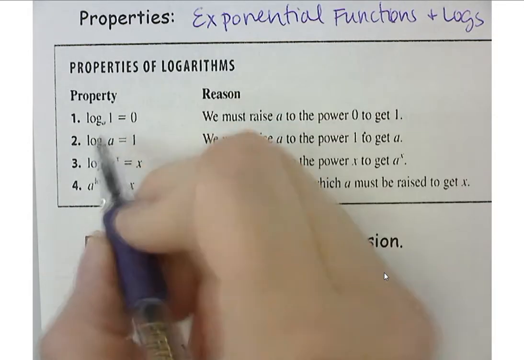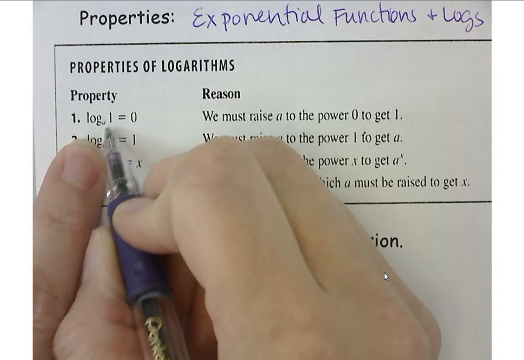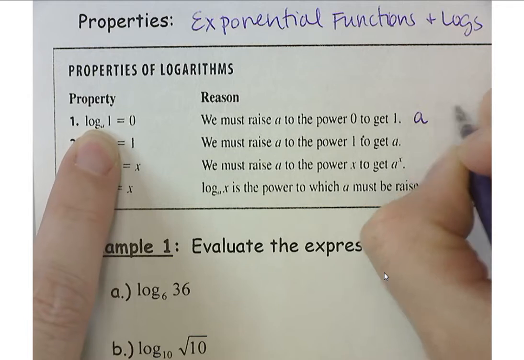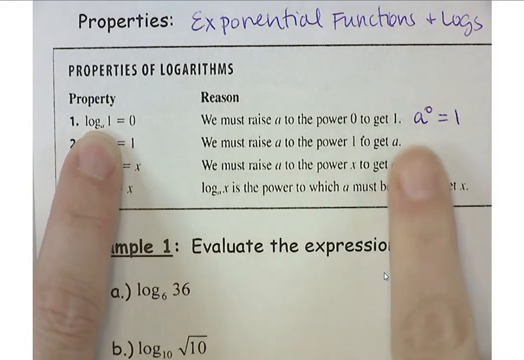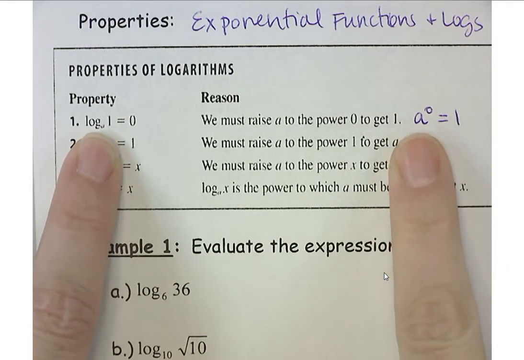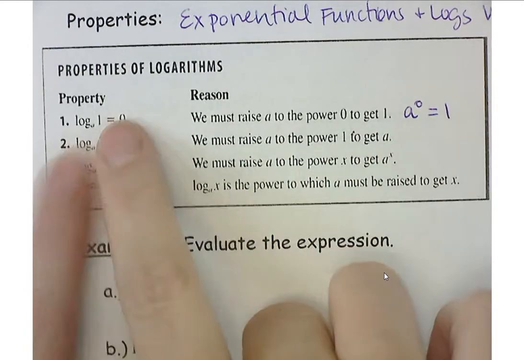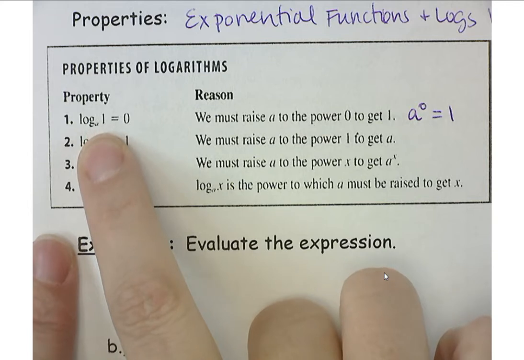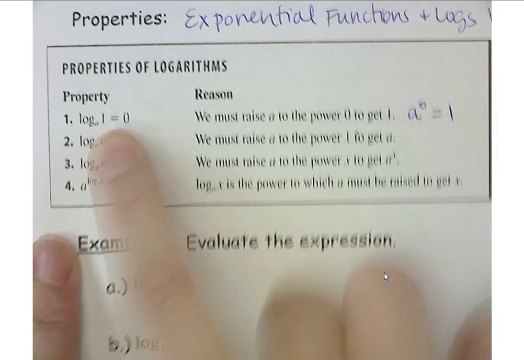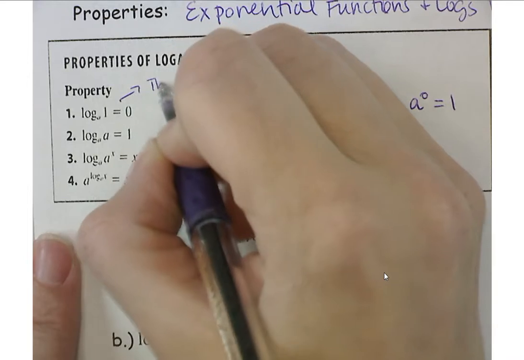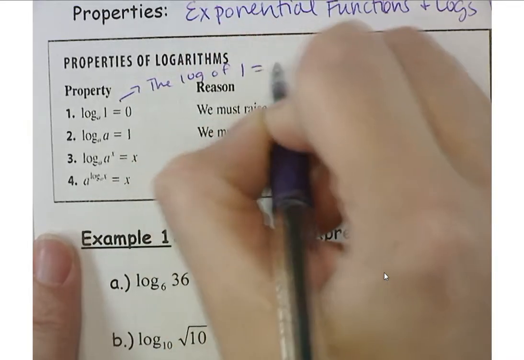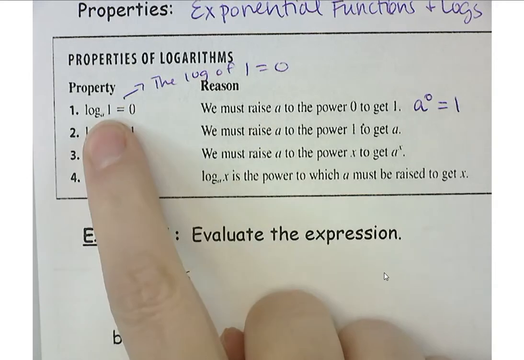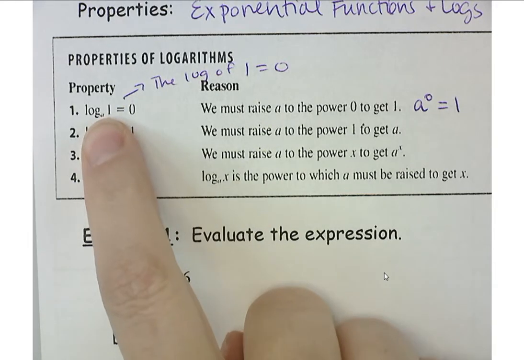Let's just rewrite this as an exponential function. So if my log base is a, my base of my exponential function is a to the 0 equals 1. Well, yeah, isn't anything to the 0 power 1? So this property is telling you if you take the log of 1, what are you going to get? 0, right? The log of 1 equals 0. Doesn't matter what your base is as long as it would fit in here.